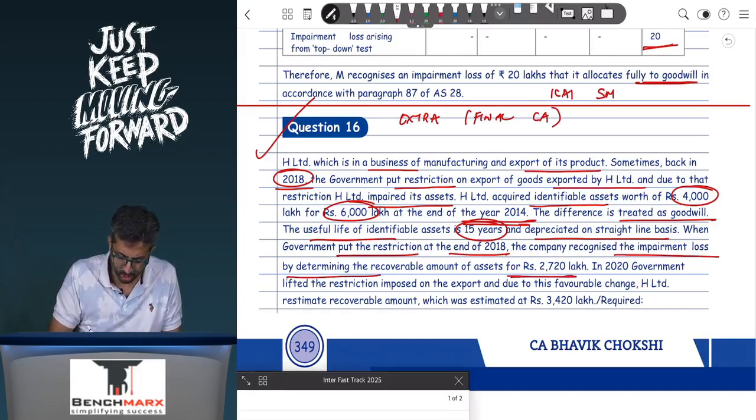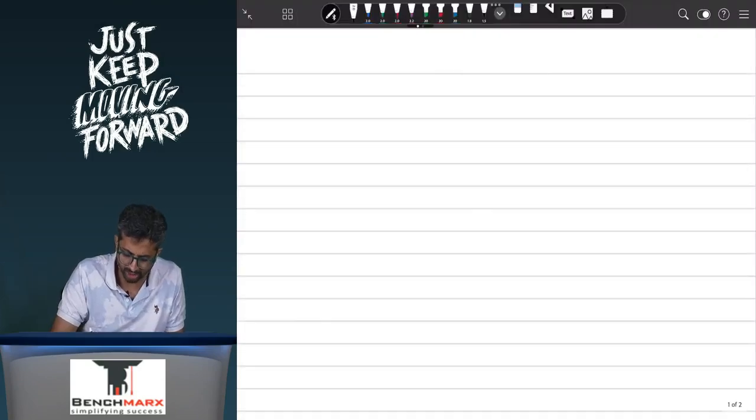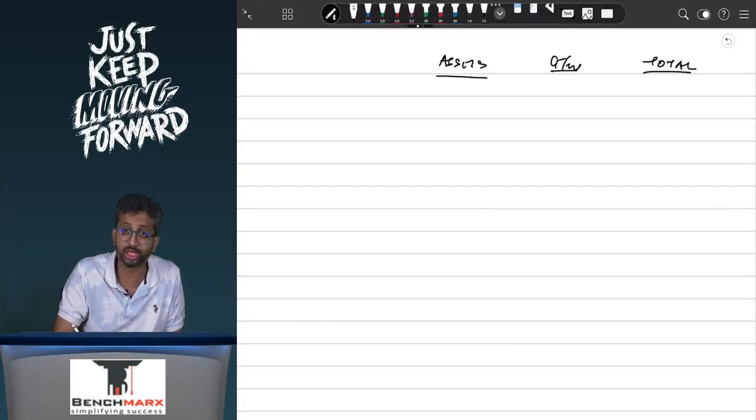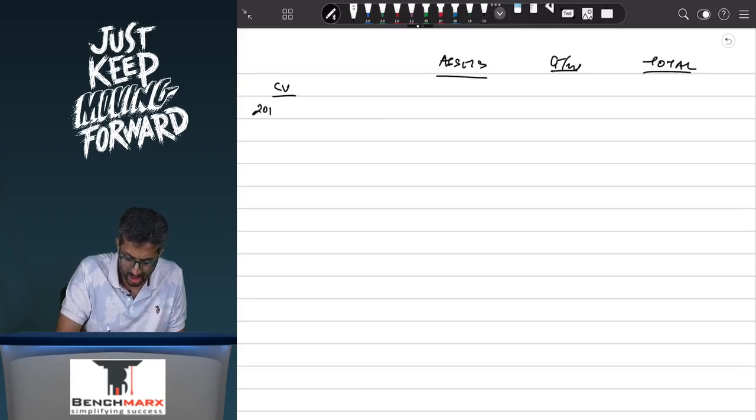Now there is absolutely nothing new over here. If I go to see, there are certain assets and there is some goodwill as well. So on a total basis, if I look at the cash generating unit consisting of assets and goodwill both, the carrying value, well, I start at 2014 end. At 2014 end, the assets were worth 4,000, goodwill was worth 2,000. On this, you will charge some depreciation or amortization as the case may be.